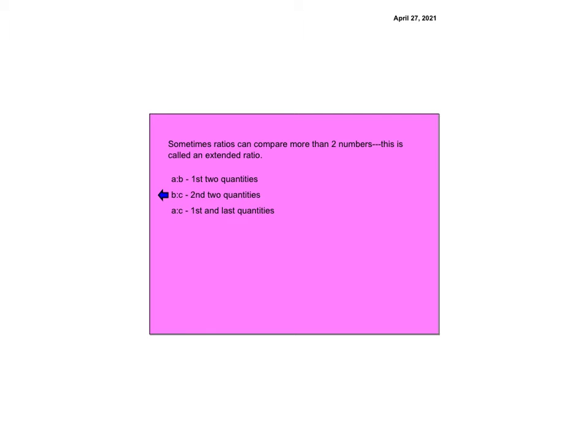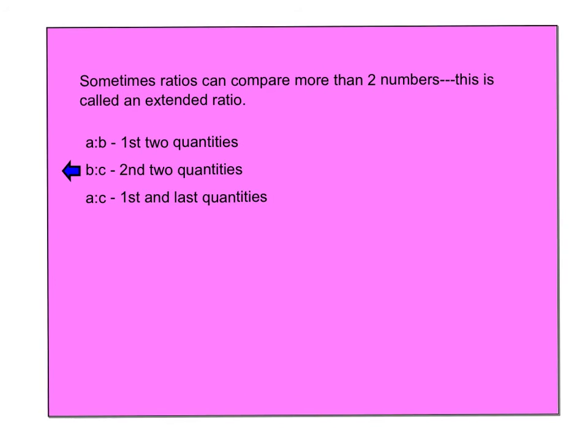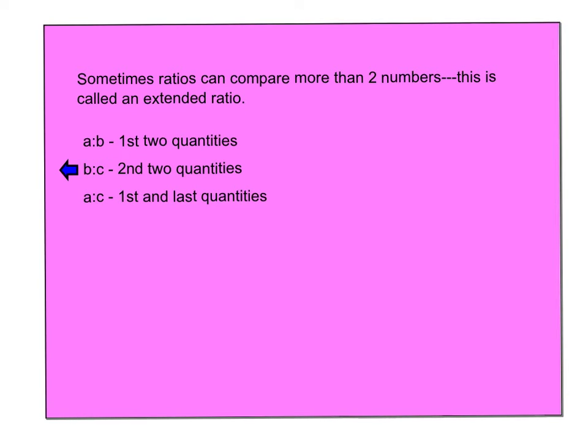Okay. So sometimes ratios compare more than two numbers. This is called an extended ratio. So if A and B are two quantities, B and C are two quantities, A and C are the first and last quantities, sometimes this extended ratio is written like so: A, B, and C. You might see it like this, you might see it like this. Those would all be considered an extended ratio. And this is just these three put together into one ratio.